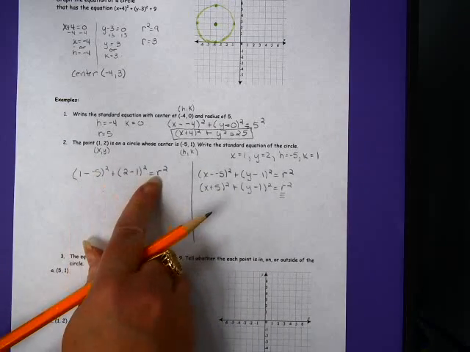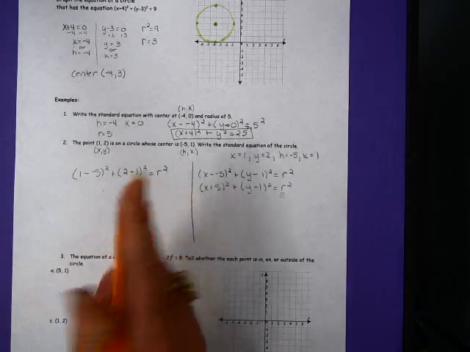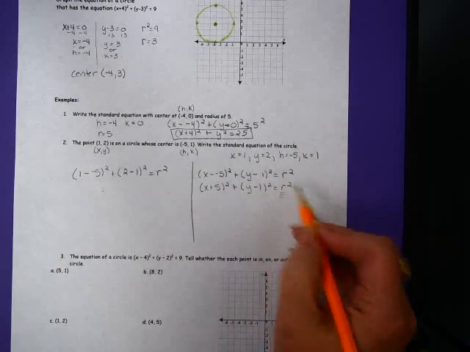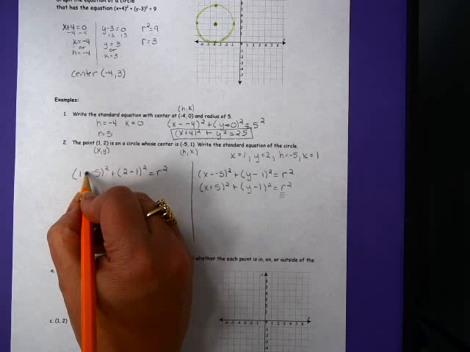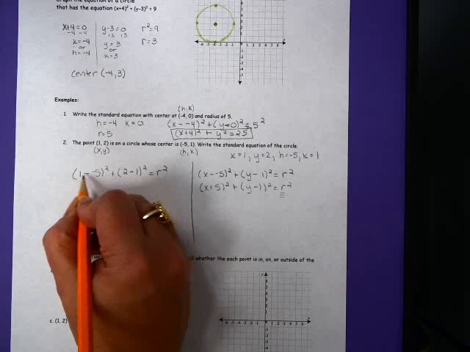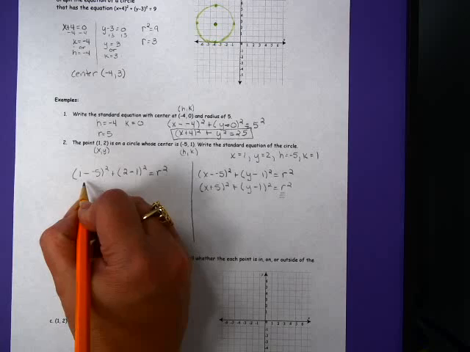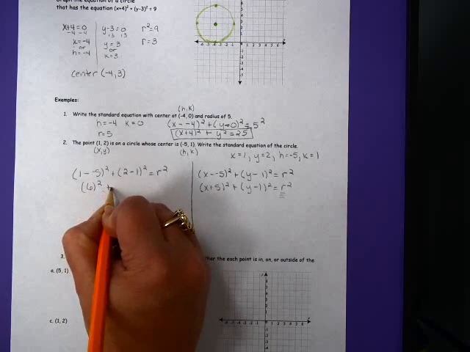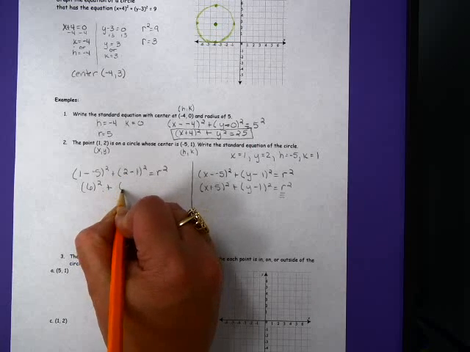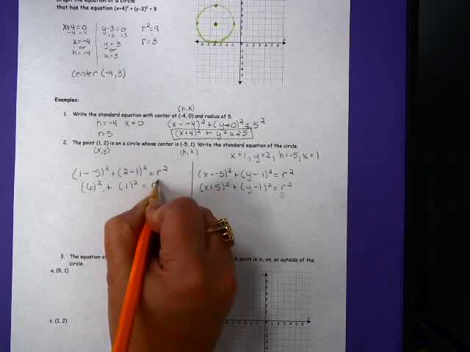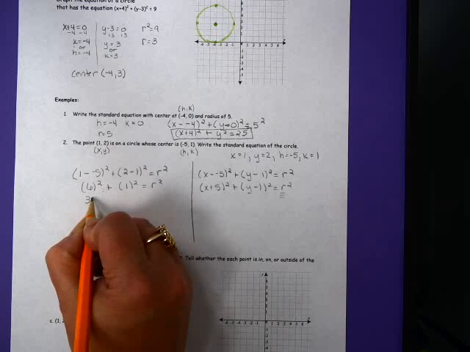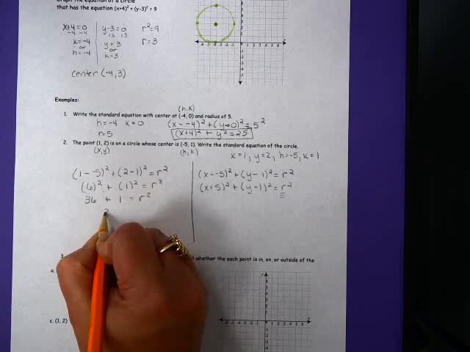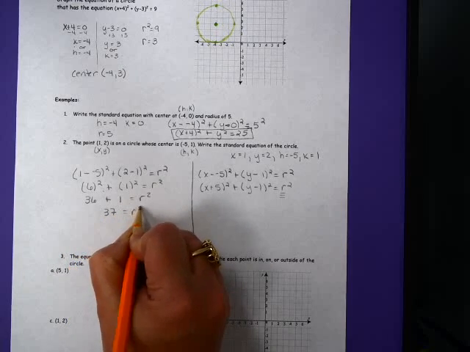So let's see if we can clean this up and find out what the radius is, or r squared, because that's really what we're looking for. We're looking for r squared. So here, that's going to be 1 minus a negative 5, so that's 1 plus 5. So that's 6 squared plus 2 minus 1, that's just 1 squared equals r squared. That's going to be 36 plus 1 equals r squared. So that's going to be 37 equals r squared.